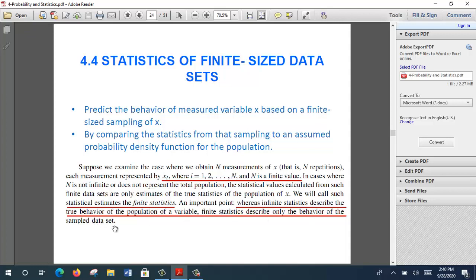So the point that I want to highlight here is the difference between a finite statistic and an infinite statistic. The finite statistic describes only the behavior of the sample. However, the infinite statistic describes the true behavior of the population of the variable. So there is a difference between the true behavior and only the behavior of the sample.